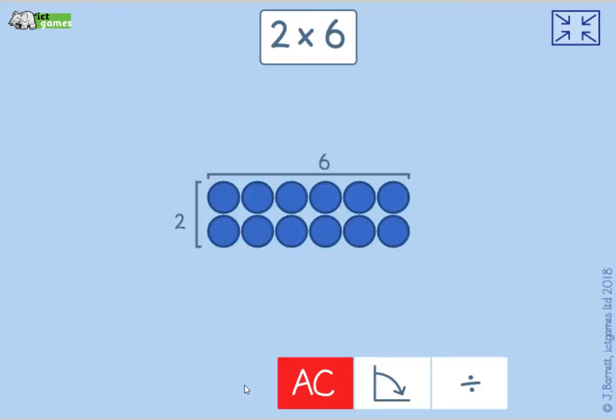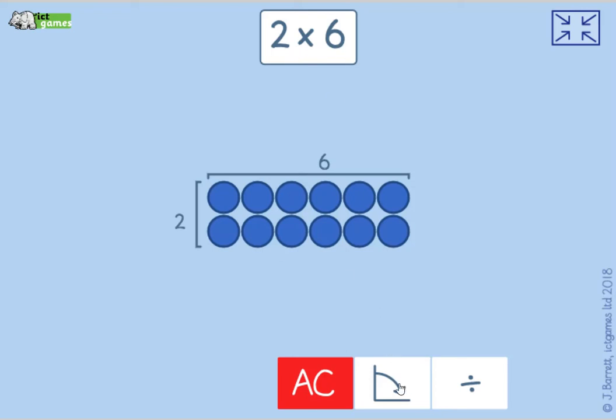Okay, we're going to do 2 times 6 now. Now, so what's this called again? An array, good. Right, we've got 2, time number 1, time number 2, time number 3, time number 4, time number 5, time number 6. 2 times 6. Let's count them in twos. Join in, everybody. 2, 4, 6, 8, 10, 12. Right, write 12 down for me, will you? Write 2 times 6 equals 12.